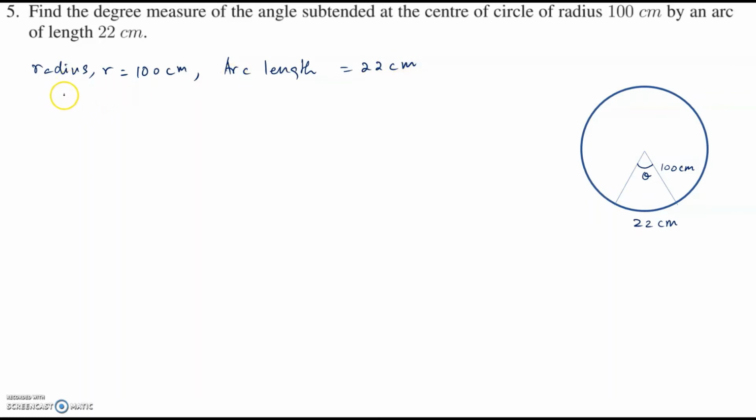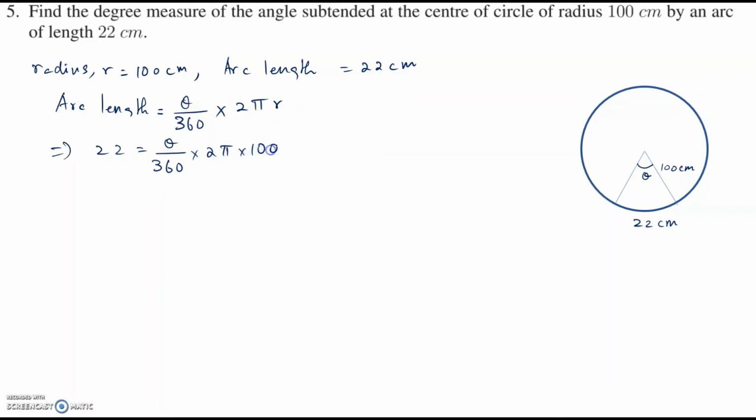Now we know the definition of arc length is equal to theta by 360 into 2 pi r. So substituting the corresponding values, we know the arc length is 22, so 22 is equal to theta divided by 360 into 2 times pi, or the radius is 100.